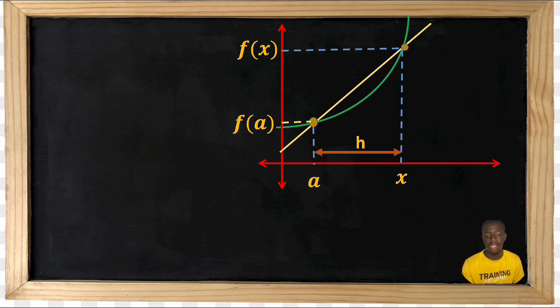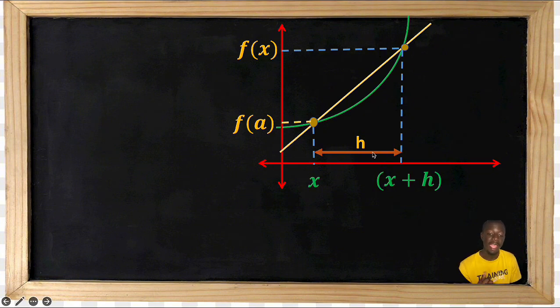Here, if I replace my a with x and replace my x with x plus h, what does that mean? Meaning I just want to give a gap between my first point and my second point. That's why I call it h. That one is a constant value, alright? So in that case, let's go guys.